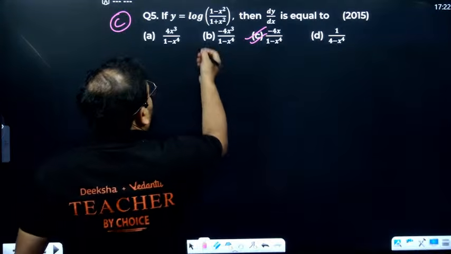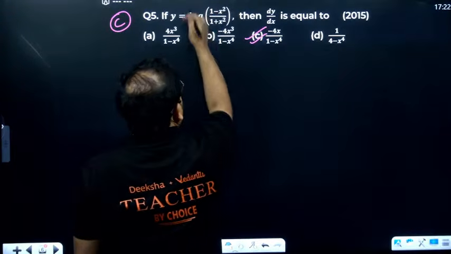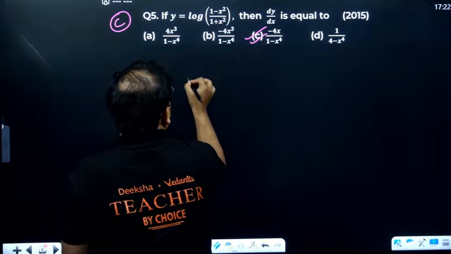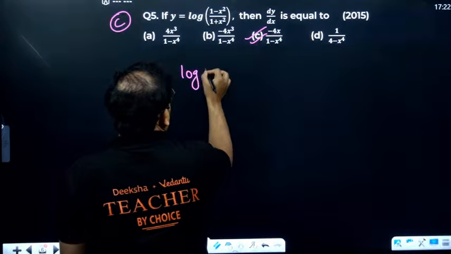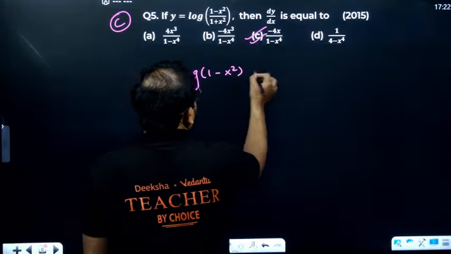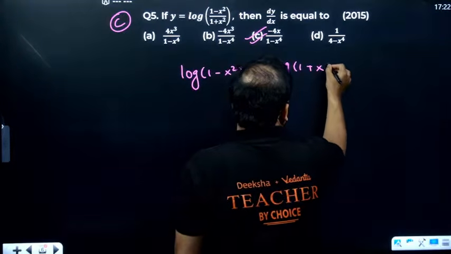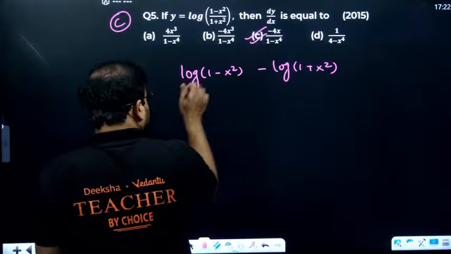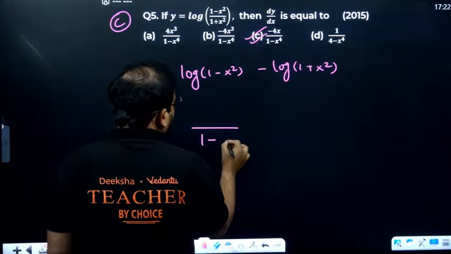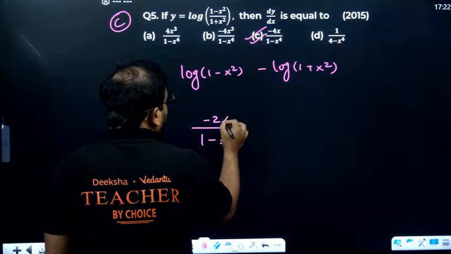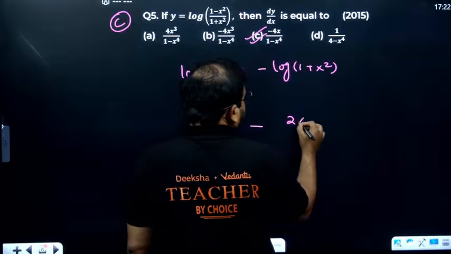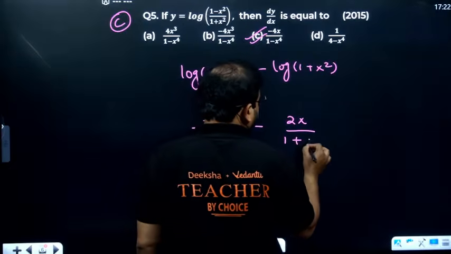So how do you solve this? Use the quotient law in log. So you will have log of (1 minus x square) minus log of (1 plus x square). When you differentiate this, you'll have over 1 minus x square the term minus 2x, and on this side 2x over 1 plus x square.